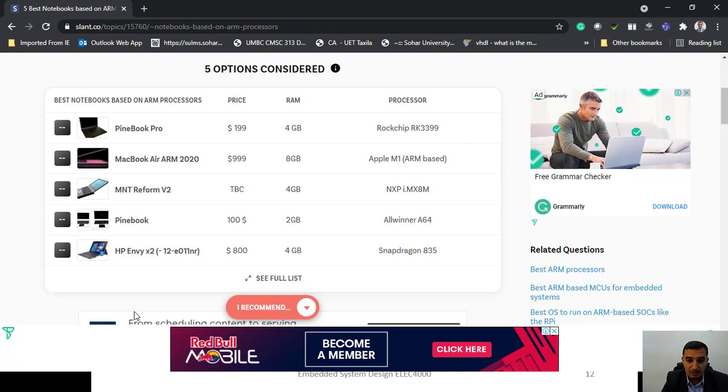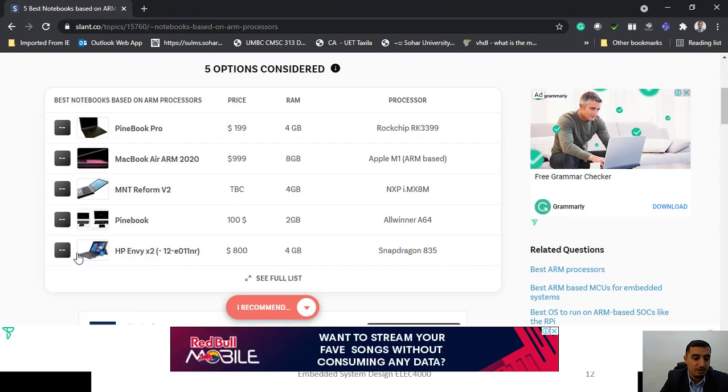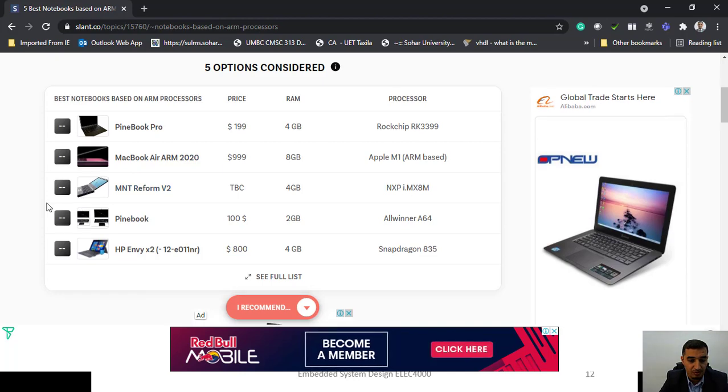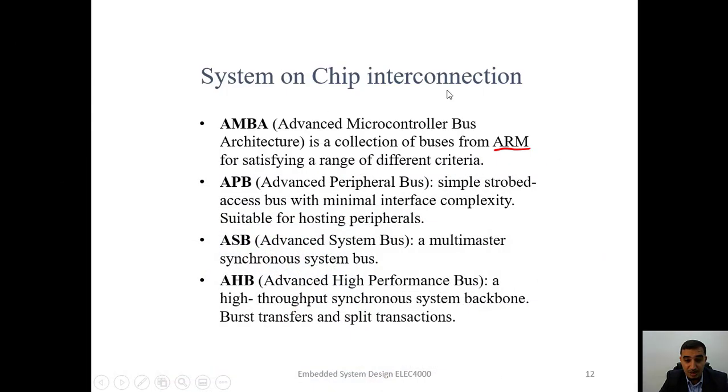Remember, in your laptop, you want something that will consume less power. If they consume less power, what will this mean? It means it is much better and they can run more efficiently. Most of the tablets are running the ARM processors, and nowadays you can see that the MacBook Air will be running the ARM processors also. So this is basically the whole idea. Now these ARM processors are running basically a system on chip. Then we have the Advanced Peripheral Bus, which is a simple strobed access bus with minimal interface complexity. We have the Advanced System Bus, and we have the Advanced High-performance Bus, which is also a different system.